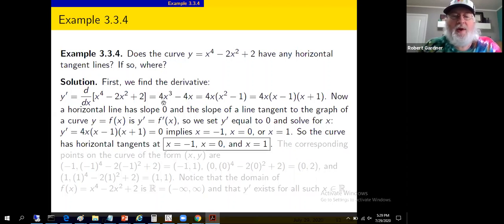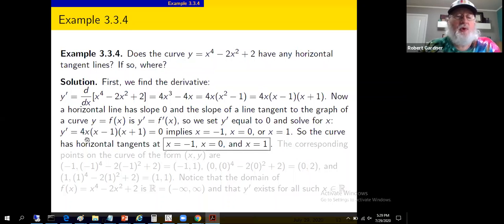We can factor 4x out of this. That leaves us with x squared here and a minus 1 here, x squared minus 1. Ooh, difference of two perfect squares. We can factor that as well. So this factors to 4x times x minus 1 times x plus 1, where you got horizontal tangents, where that derivative is 0. So we'll set the derivative equal to 0 and solve for x.